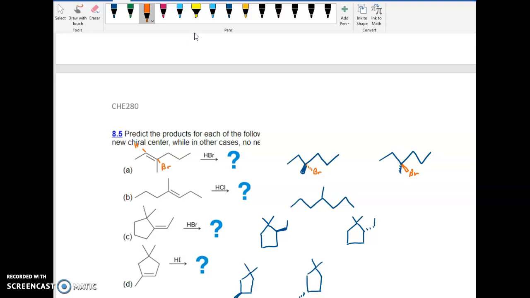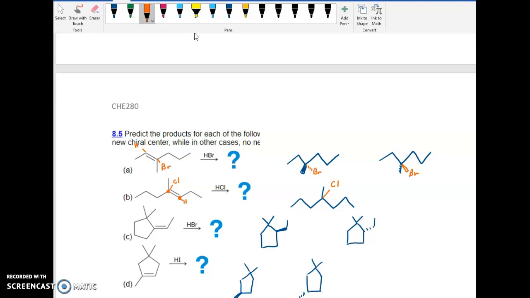Here on B, we'll be adding a chlorine. We're going to add the chlorine to the more substituted position, so it's going to be added to this carbon right here, and this carbon is going to get the hydrogen, and the chlorine is going to go here. The carbon that's got the chlorine on it is not going to be a chiral center because it's got 2 groups on it that are the same, so there's no stereochemistry to talk about here.